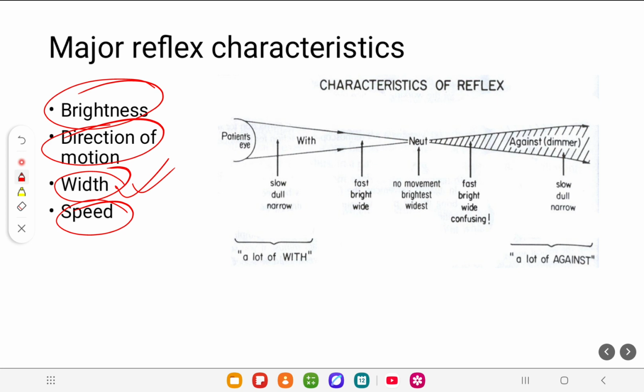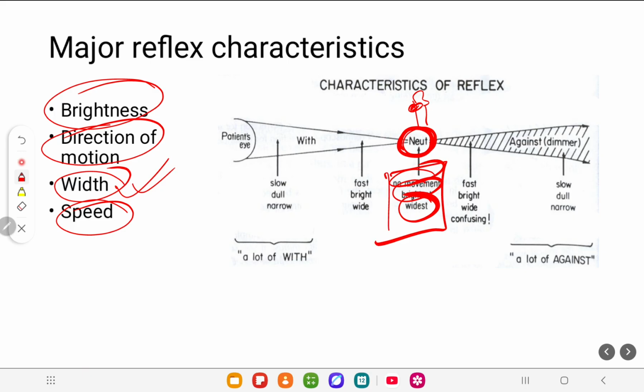In this picture, just see: at the focal point, if you place the peephole of the retinoscope there, there is no movement, and the reflex is brightest and widest. This is the characteristic of neutralization.